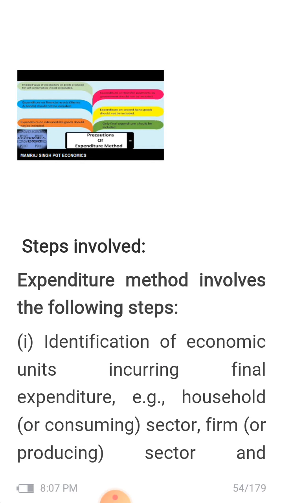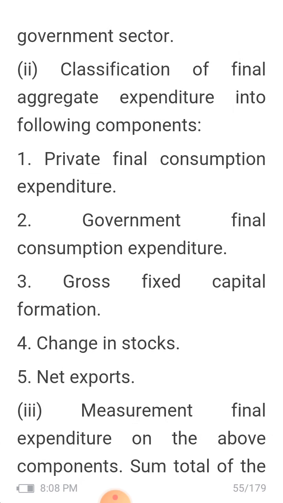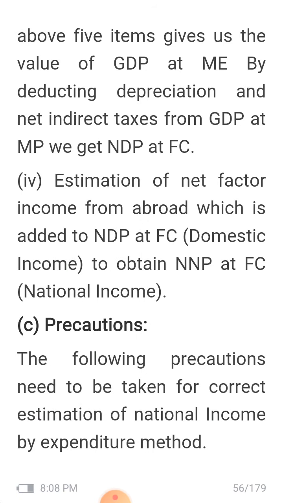Some steps are: identifying the economic units that incur final expenditure: households, the consuming sector; firms, the producing sector; and the government sector. Classification of final expenditure into the following components: private final consumption expenditure, government final consumption expenditure, gross fixed capital formation, change in stock equal to closing minus opening stock, and net export. We add all this in national income. This is the expenditure method. Measurement of final expenditure on the above components: the sum total of all these five.